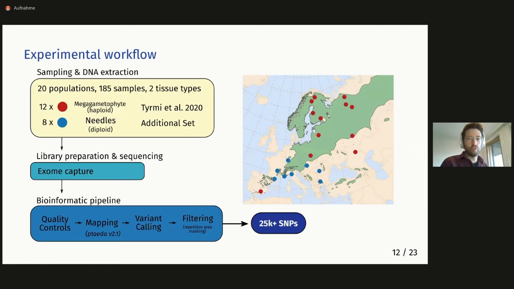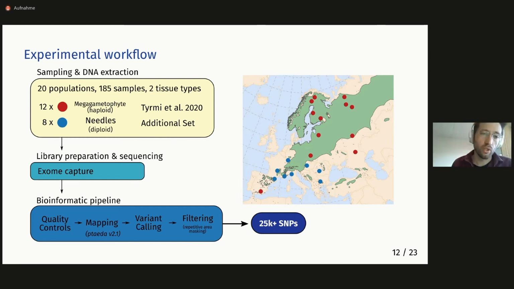Okay, so a brief overview of the workflow used here. We are using 20 populations, 12 of which are actually coming from Chedly et al. 2020, and we are adding 8 new populations. One distinction between these two sets is that the 12 populations from Chedly et al. were based on markers identified using megagametophyte tissue, meaning haploid tissue, dissected from the Scots pine seeds, whereas we are here adding sets where DNA was extracted from needles.